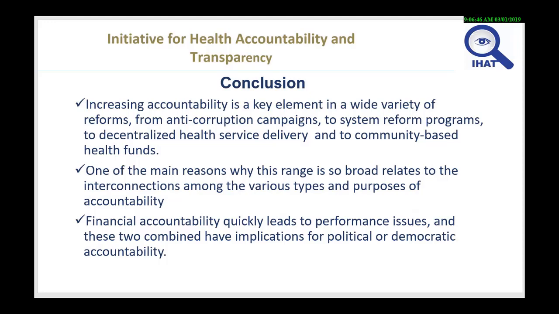We have looked at several aspects of accountability. We have tried to explain what accountability means, what the different types are, what the mechanisms are, what the objectives are, what the effects are, and what strategies are available. We can conclude by saying that increasing accountability is a key element in a variety of reforms, from anti-corruption campaigns to system reform programs to decentralized health service delivery, and also to community-based initiatives like community-based health funds. One of the main reasons why this range is so broad relates to the interconnections we have mentioned among the various types and purposes of accountability. Financial accountability quickly leads to performance issues, and these two combined have implications for political or democratic accountability.